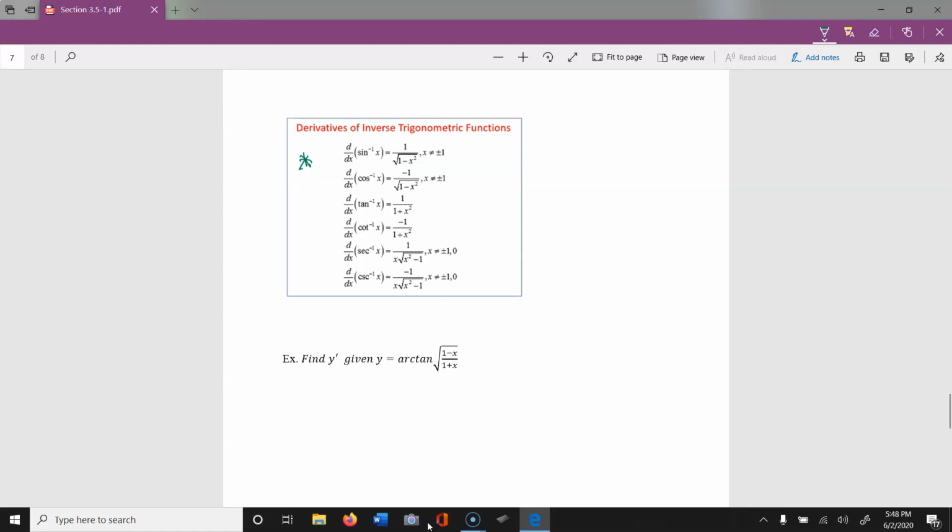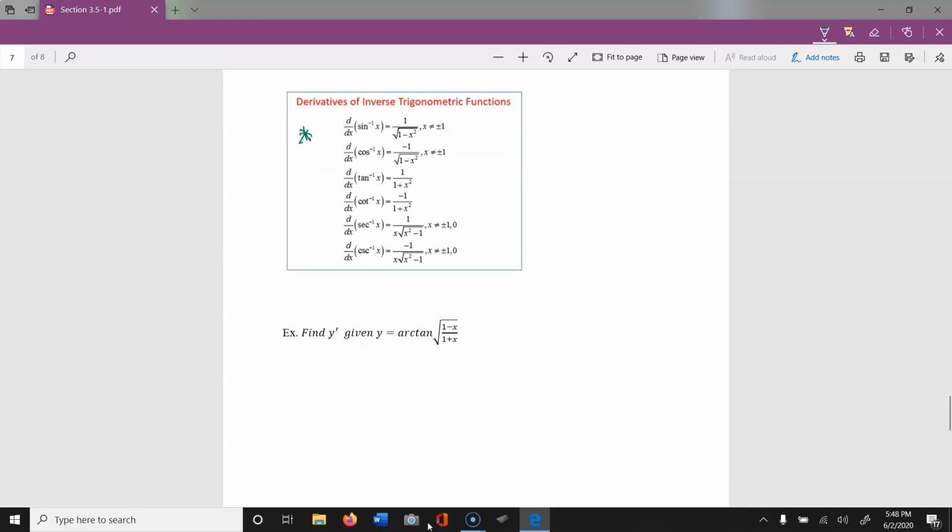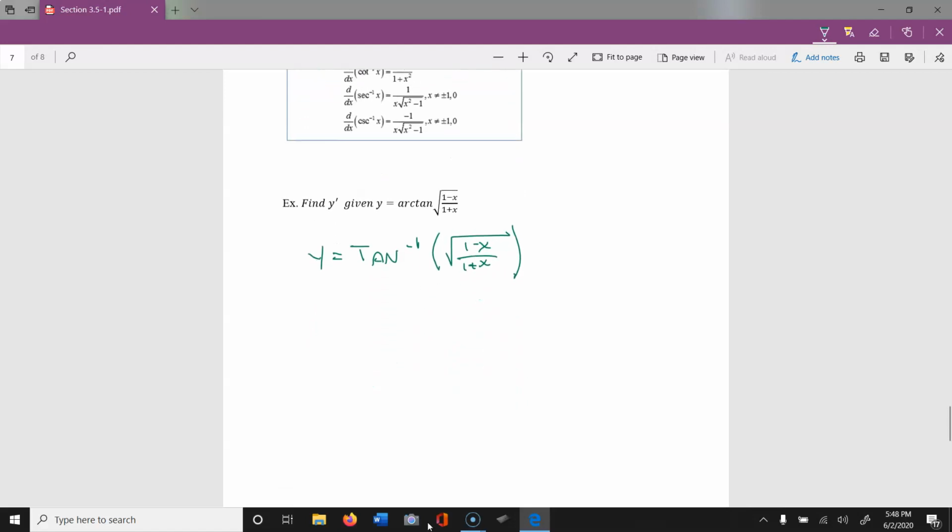All right, so let's take a look at an example here. Let's go ahead and find the derivative of y equal to arctan of the square root of (1 minus x) over (1 plus x). Now, if you want, you can rewrite this equation like this. It means the same thing, whether you write it as arctan or tan inverse of the square root of (1 minus x) over (1 plus x). So here we go, let's differentiate this. What's the derivative of tan inverse? Well, that's right here. It's 1 over 1 plus x squared. So let's do that.